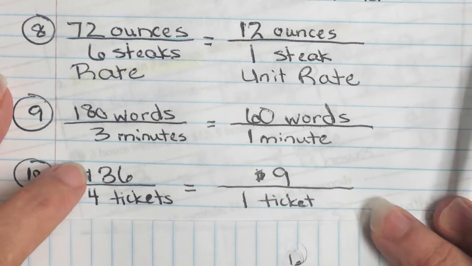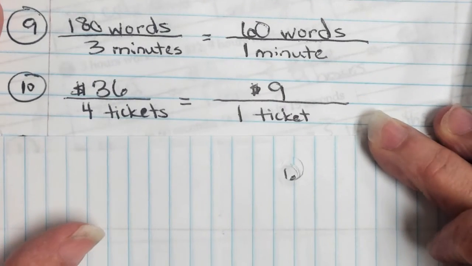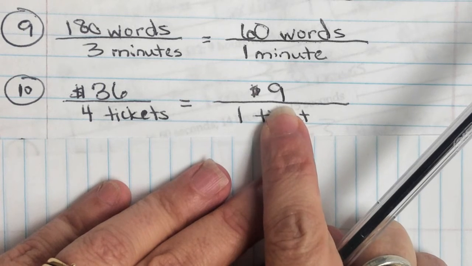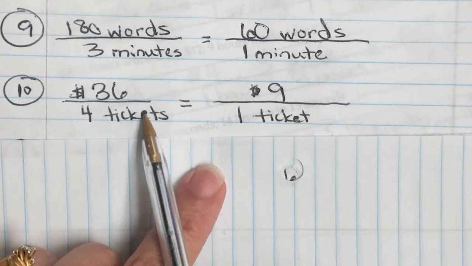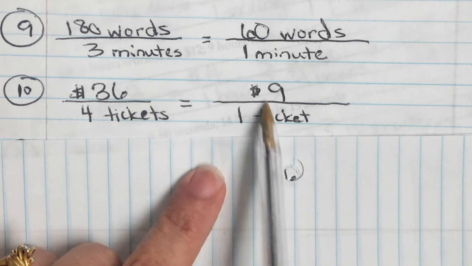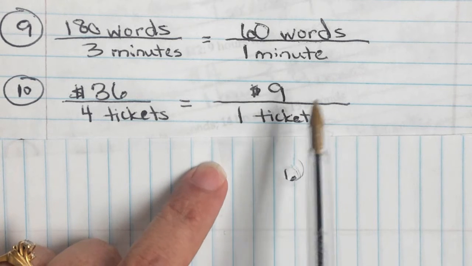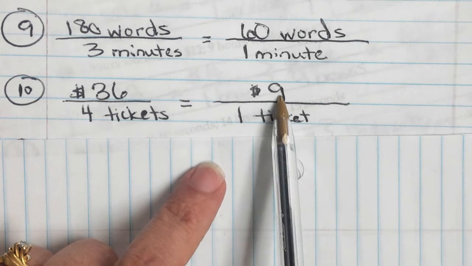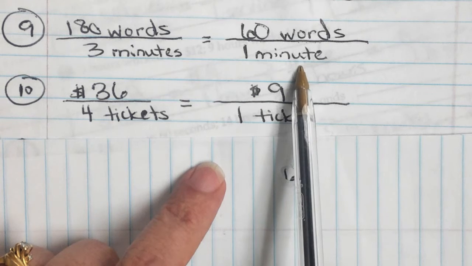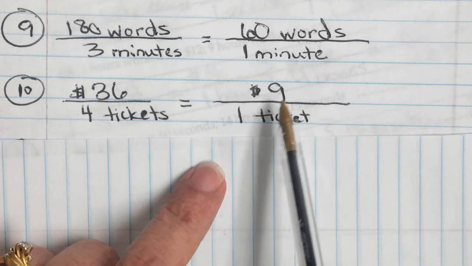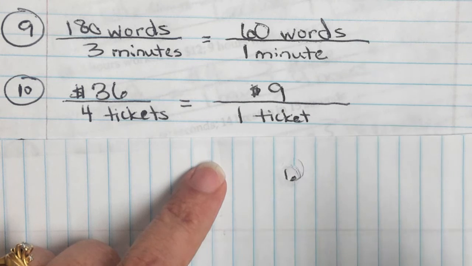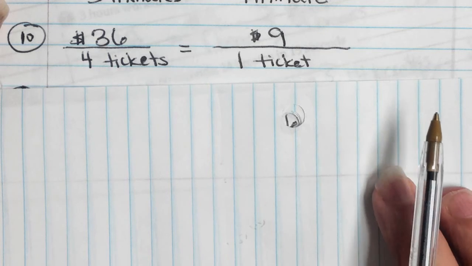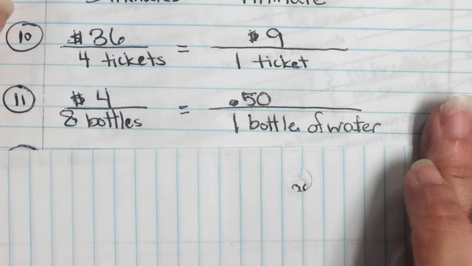Number 10. It's $36 for 4 tickets. So how much is 1 ticket? $9. Okay. Listen, I'm being overly nice to not make you write sentences. Please make sure you're giving me words, dollar signs, something. Otherwise, I don't know what it stands for. Okay, give me a word or something.